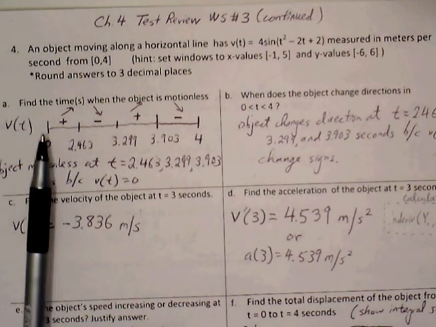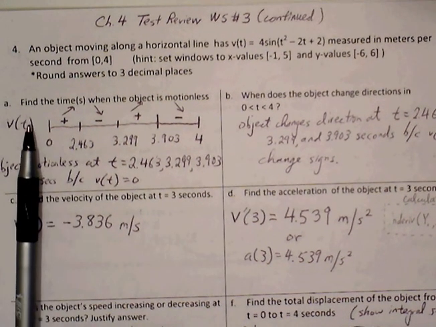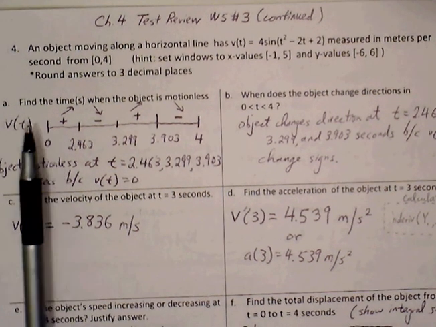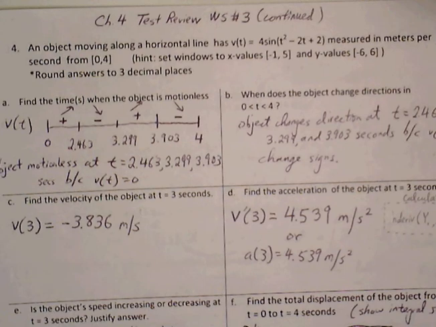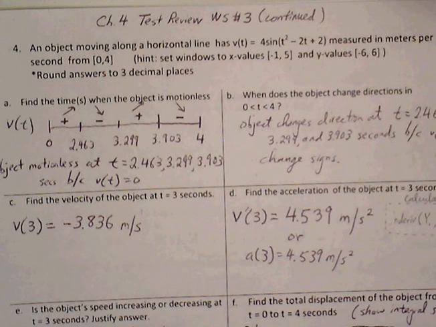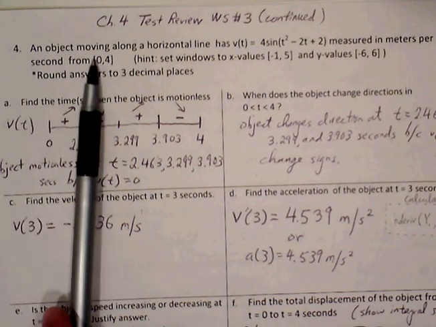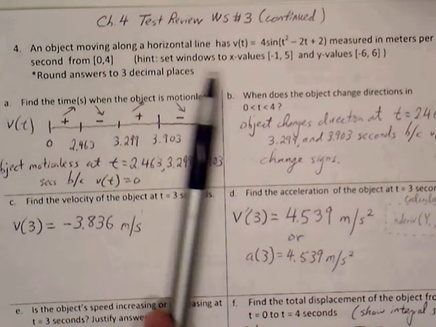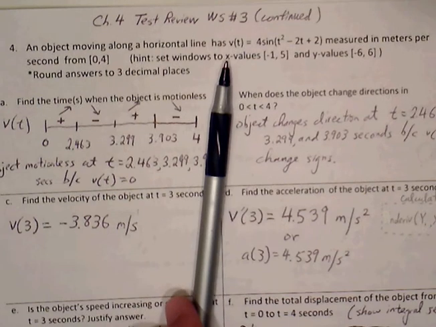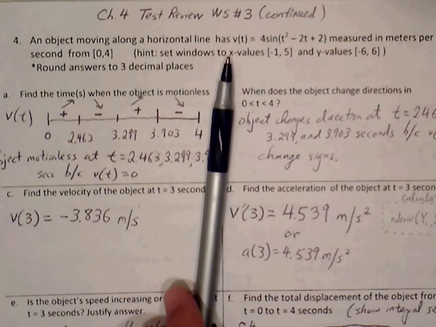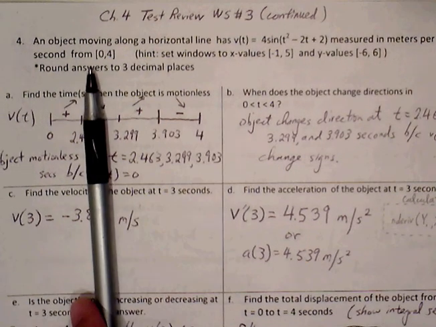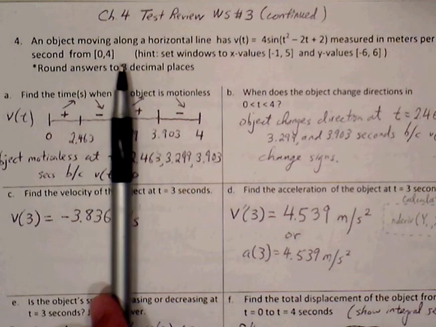All right, let's finish up on test review worksheet number 3, chapter 4, test review. This problem does require a calculator for us to find many of these values. An object moving along the horizontal line has the velocity function given by 4 sine of t squared minus 2t plus 2, measured in meters per second, for time values from 0 to 4.